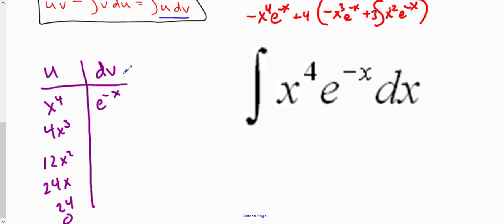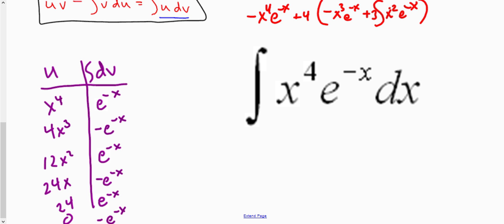This side, we're going to take the antiderivative. Remember, we have to find v each time. So we're going to integrate each side here. This way, we're going to differentiate, and this side we're going to integrate. So we're going to have negative e to the negative x. This one's going to be e to the negative x. It's going to be negative e to the negative x. And you see that it repeats over and over again. And this one, we're going to have e to the negative x, and then we have negative e to the negative x again.